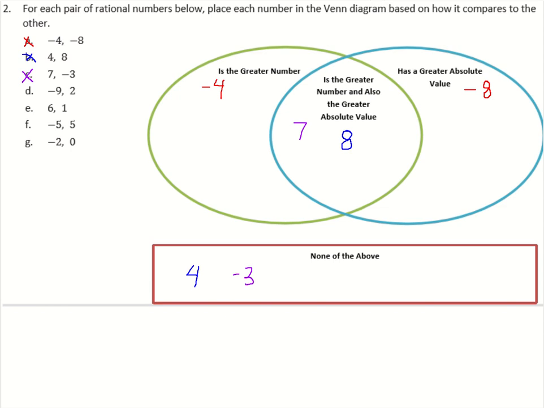Up next, we've got -9 and 2, and hopefully we can see the pattern here. Out of the two of these, which one's the greater number? It's going to be 2, but 2 doesn't have the greater absolute value.